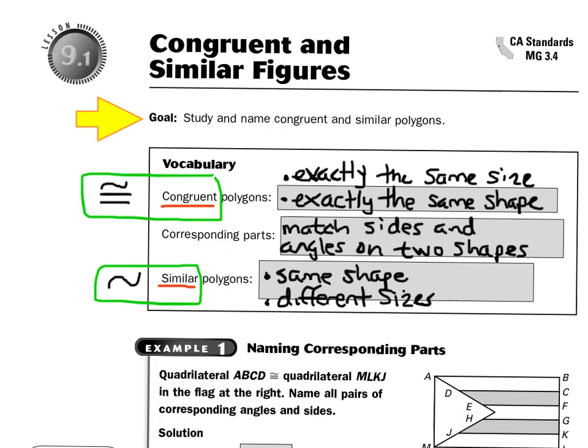Now, corresponding parts just mean they want you to match the sides and the angles on two different shapes. So you'll tell me which angles match and which sides match. And then similar, if they say similar, the symbol for similar is this wave, all right? And that just means that the shapes have the same shape, but they are completely different sizes. So one looks like an enlargement of the other.